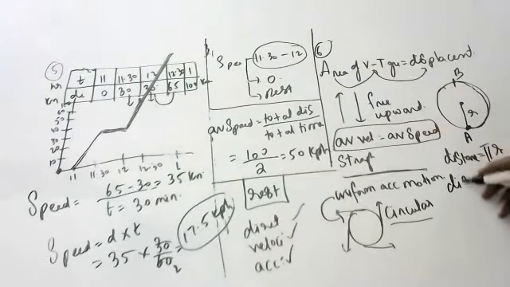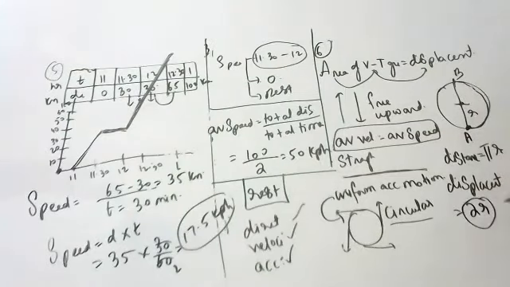Anyone, displacement? 2R. Very good. Just 2r. This is r, and this is r. R plus r is 2r, because displacement is the shortest distance between the initial and final points.